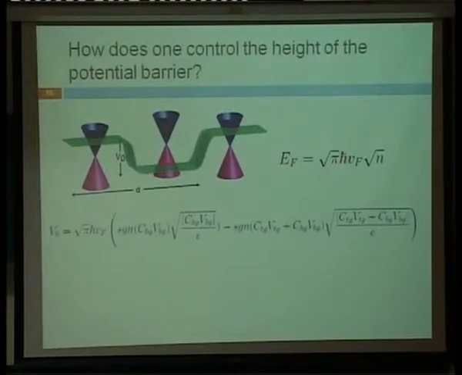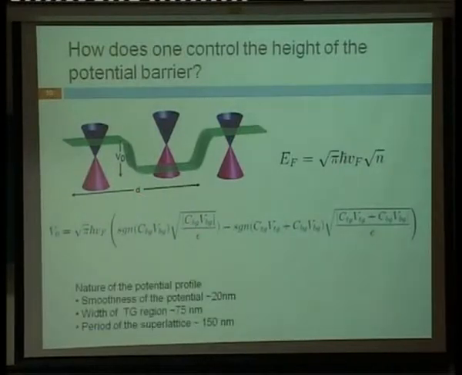Okay, so it looks a little bit complex, but this is basically what I just told you. You induce carriers from just the backgate, and then in the regions combined with backgate and topgate, and the difference of it gives you the height of the potential.